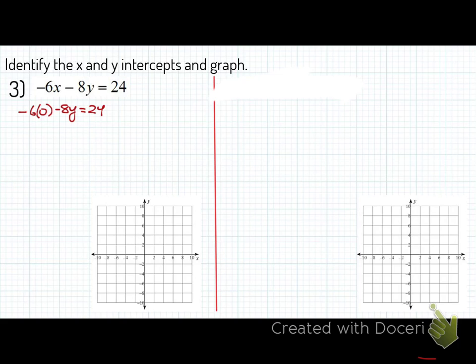Okay, what's negative 6 times 0? 0 minus 8y. Good. Okay, what do we do next, everyone? Divide by negative 8. Good. So y, what's our y-intercept going to be equal to? Negative 3. Good, negative 3. Great. So then on our graph, we're going to go to negative 3 on the y-intercept and draw that.